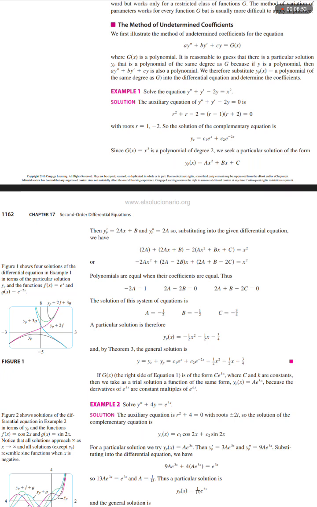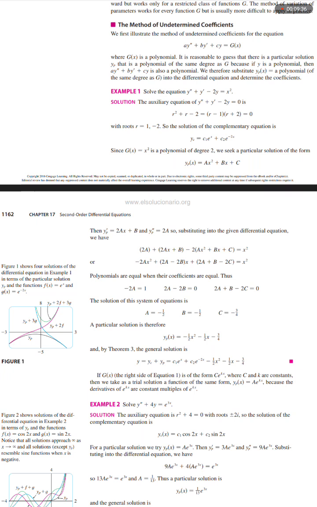A particular solution is therefore y sub p of x equals negative 1/2 x squared minus 1/2 x minus 3/4. And by theorem 3, the general solution is y equals y sub c plus y sub p equals c sub 1 e to the power x plus c sub 2 e to the power negative 2x minus 1/2 x squared minus 1/2 x minus 3/4.